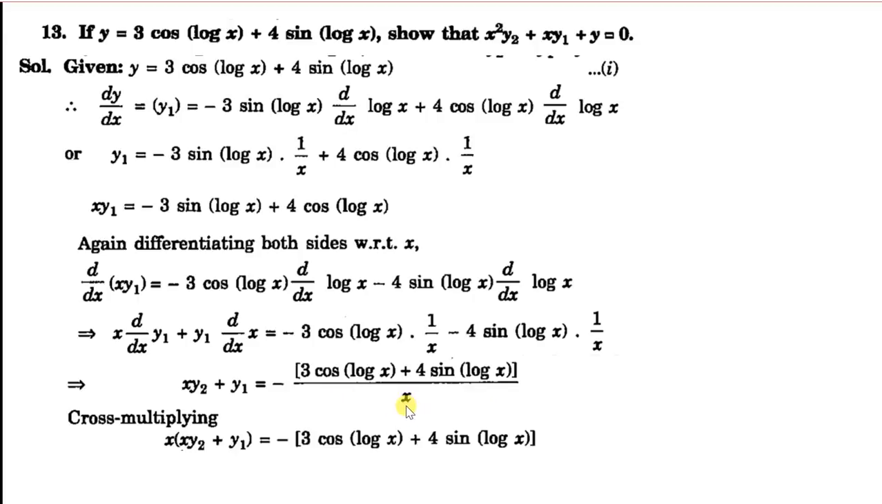At this step again we cross multiply, and we get x square y2 plus x y1 equal this expression on the right hand side. And what is this? This is the terms within the bracket, it is same as the given function y. So we can replace the right hand side by y. So we get x square y2 plus x y1 plus y equal to 0.